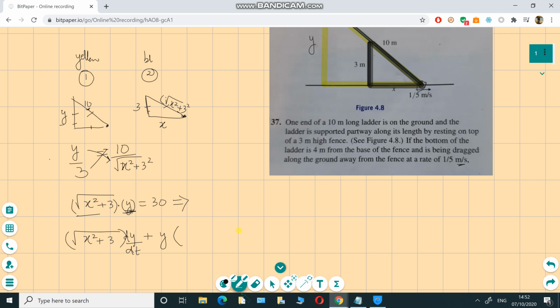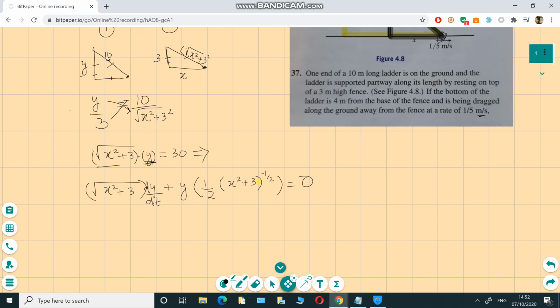where x squared plus 3 is raised to half. So that just becomes half times x squared plus 3 raised to half minus 1, which is negative half. So we've done the product rule to find the derivative of the left side. The right side derivative is 0.